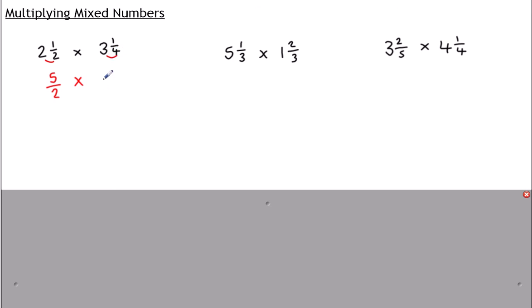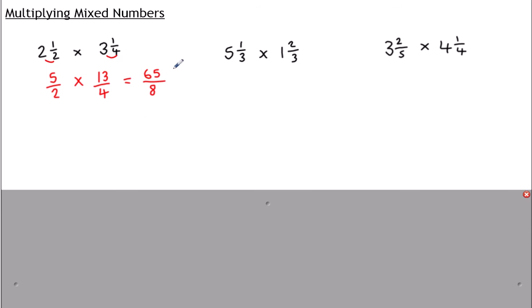So 3 times 4 is 12. The 1 on top makes 13, but it's 13 over 4 because the denominators stay the same when you convert to improper. Now we work it out. So 5 times 13 is 65, and 2 times 4 is 8. So 65 over 8 is the right answer, but that's an improper fraction. It can't be simplified because there's nothing that goes into 65 and 8. So we can't simplify it, but we can convert it back to a mixed number.